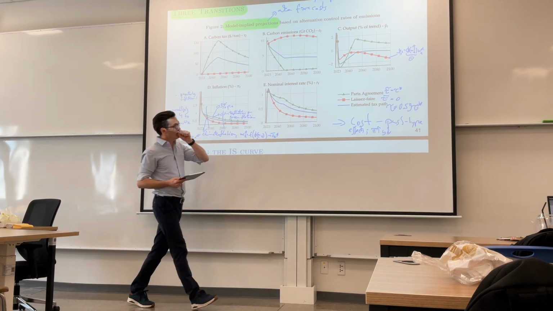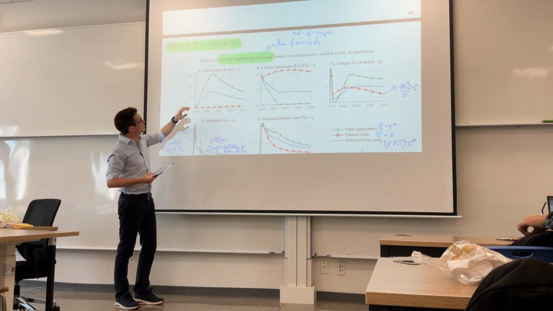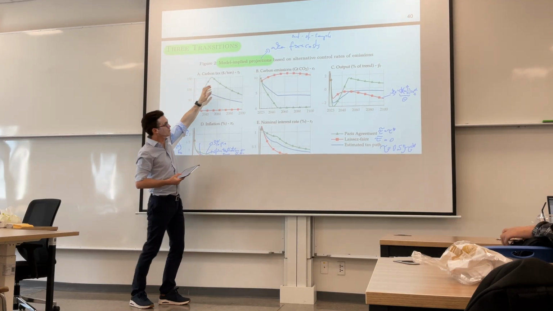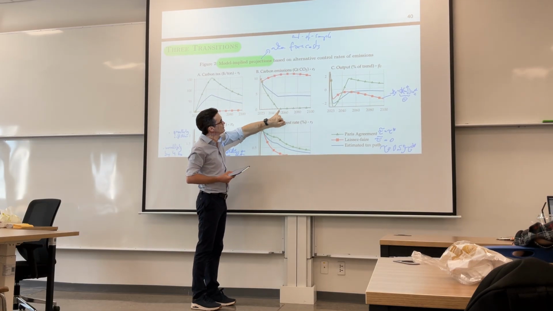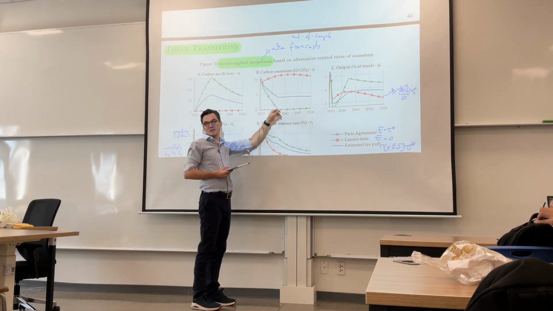Now, then we have the Paris Agreement, which is the carbon tax being chosen in this model so that emissions are going down to zero in an almost linear fashion by 2050.